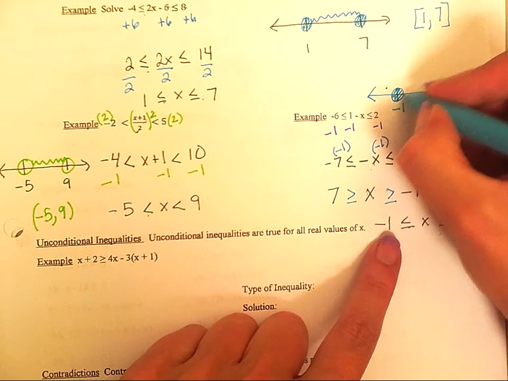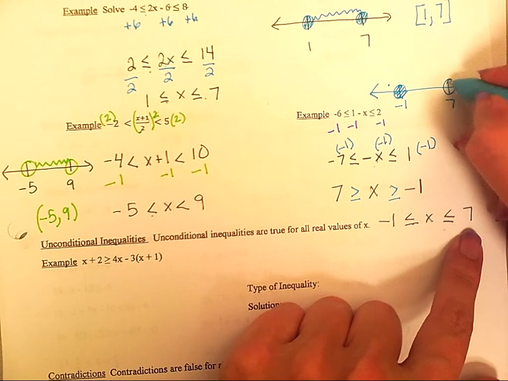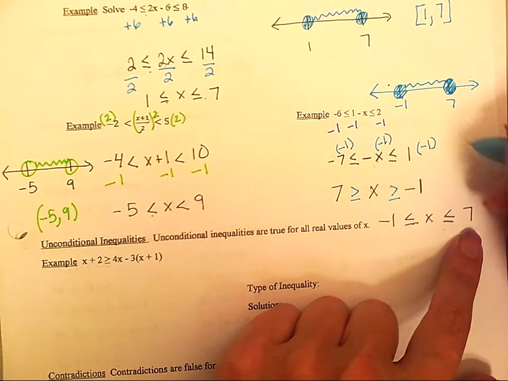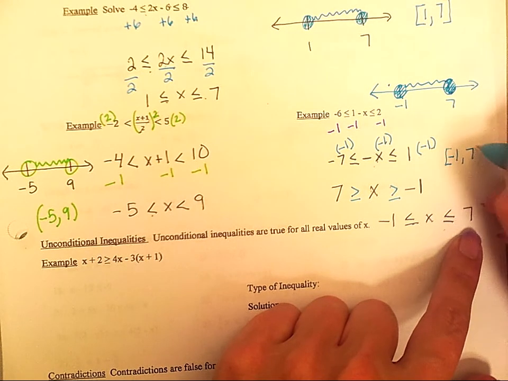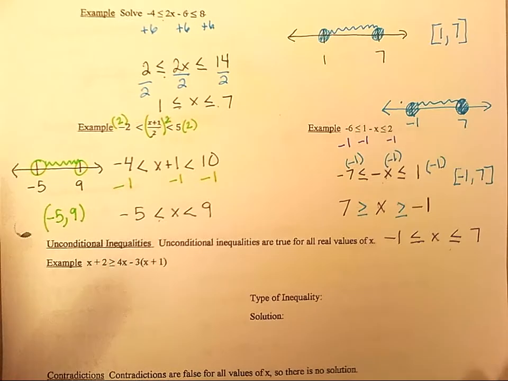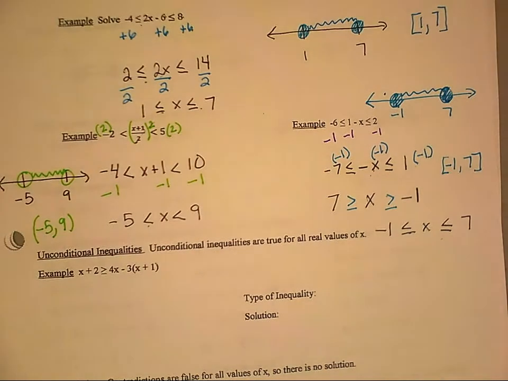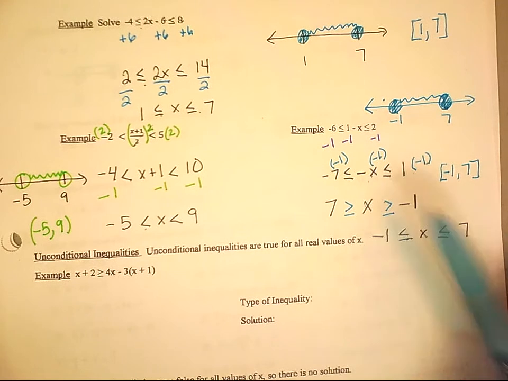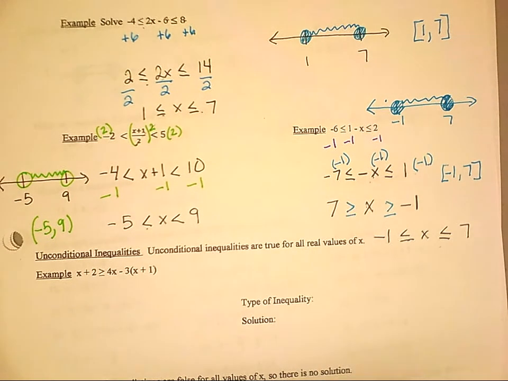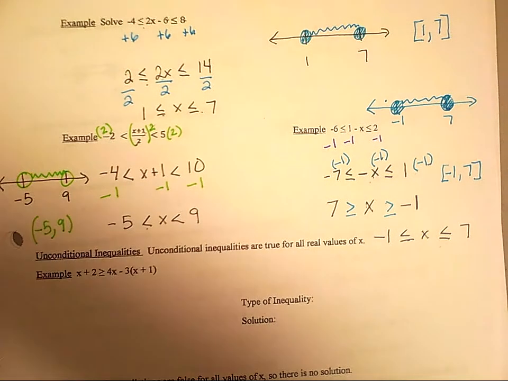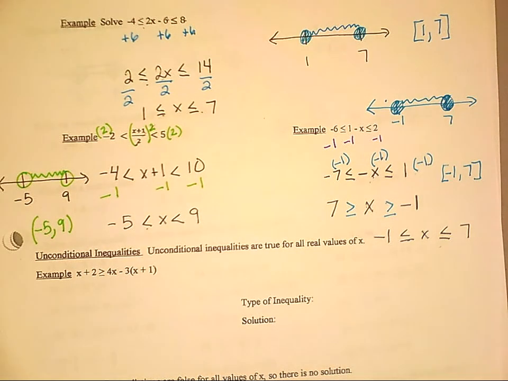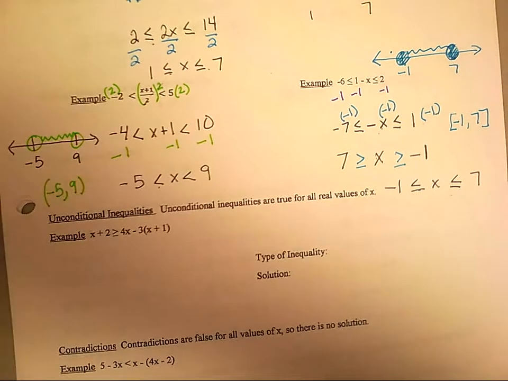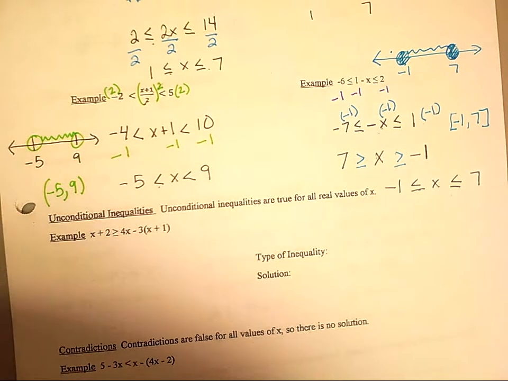Now I can fill in the number line much easier. Negative 1 is included. The highest value is positive 7. It's included. And any value in between there will work. So in interval notation, it goes from negative 1 to 7, included. So there's a difference about flipping the signs because you're multiplying and rewriting the entire inequality. Okay, let's do the next example.